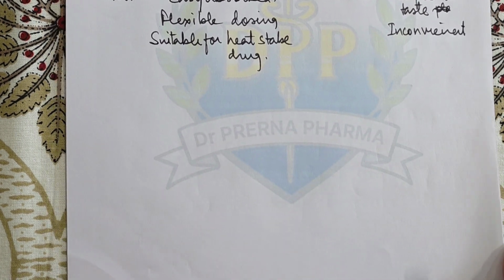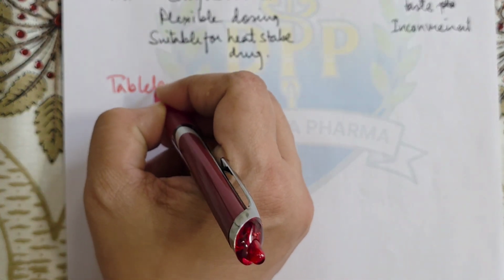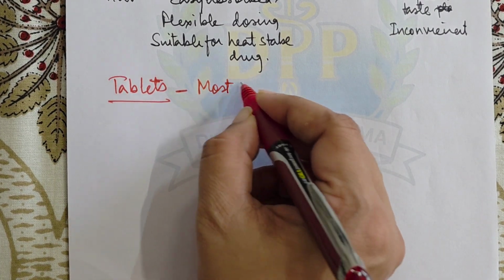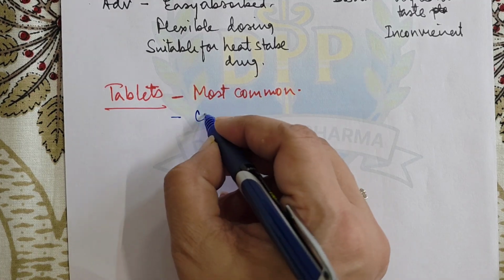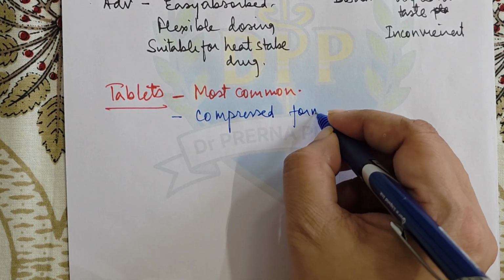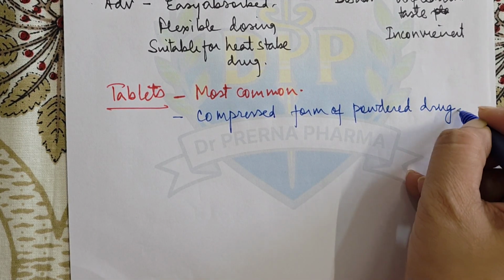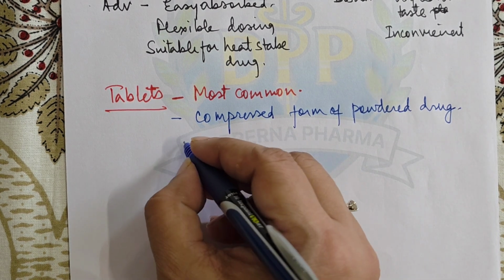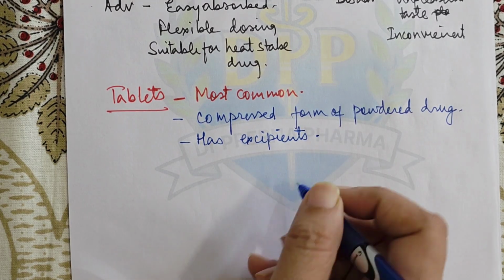Now, the next dosage form that we move on to is called tablets. Tablets are the most common dosage forms, right? We all have eaten tablets, so it is the most common dosage form. And what is a tablet actually? A tablet is nothing but a compressed form of powdered drug. So the drug powder is basically compressed in the manufacturing industry into a tablet form. And it has excipients also, so that stability and other features are there.